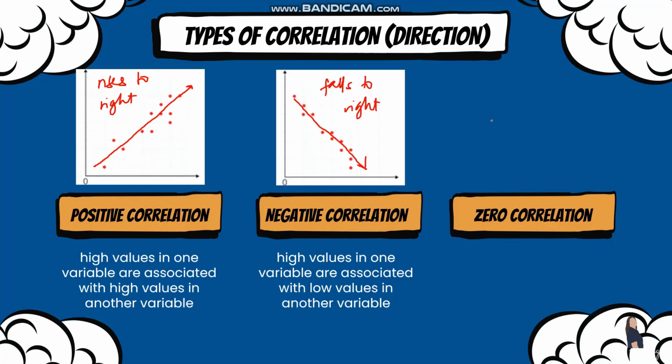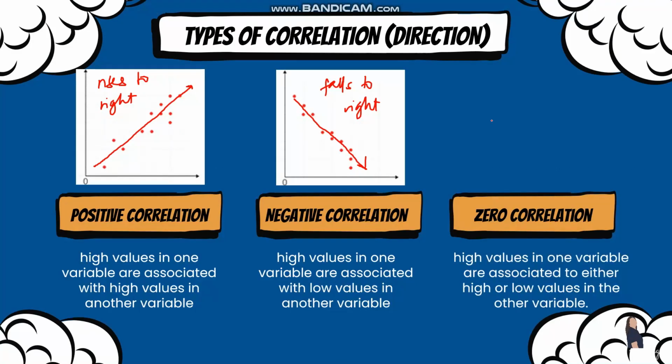And for zero correlation, high values in one variable are associated to either high or low values in the other variable. So there's no fixed relation with our variables because a high value of one variable can be associated to high or low values of the other one. So for example, the grade in math and the amount of coffee that you intake for a day. So as you can see, high grades in math is not associated with the amount of coffee, so it means there's no relationship that exists between the two variables.